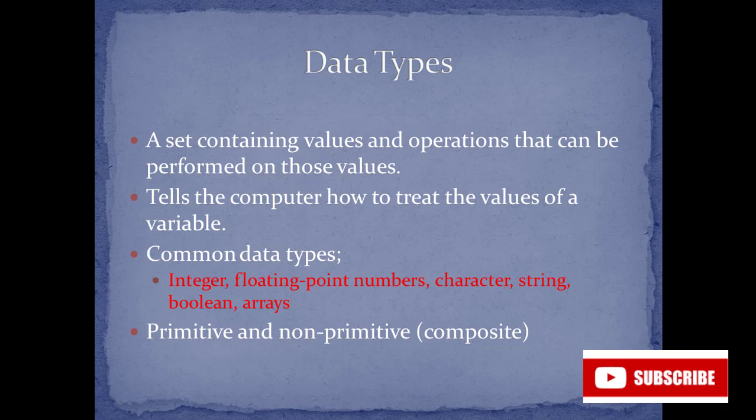There are some common data types which are sort of universal, such as integer, which are whole numbers, floating point numbers, which are fractions, decimals, characters, strings, boolean, and arrays. And then a further classification of data types will have primitive and non-primitive data types. Non-primitive data types are also called composite data types.